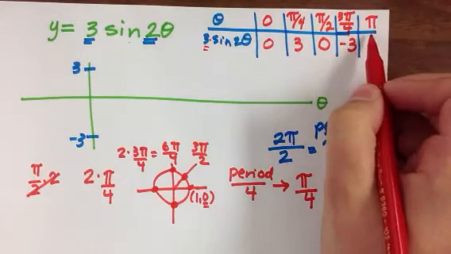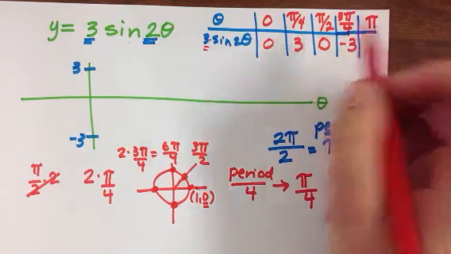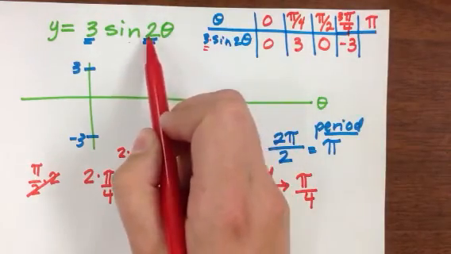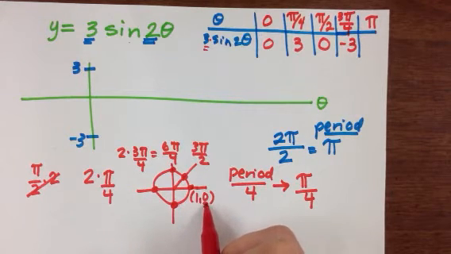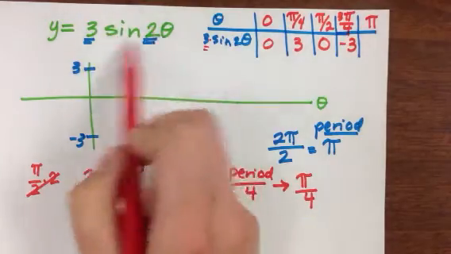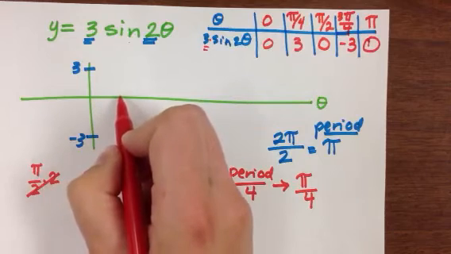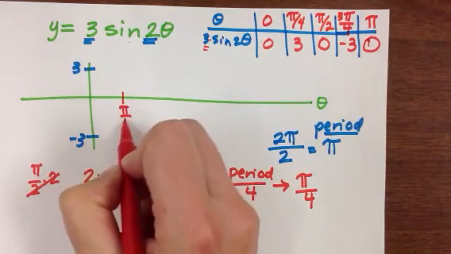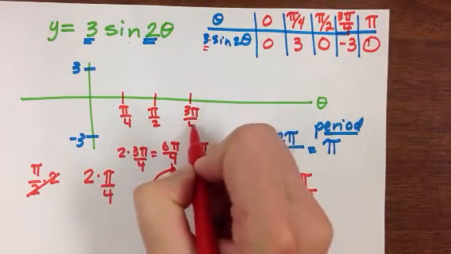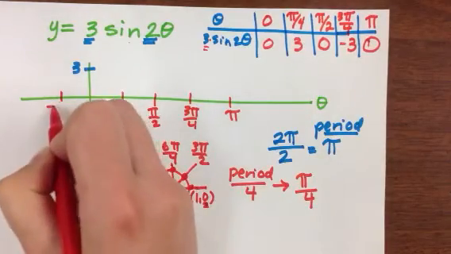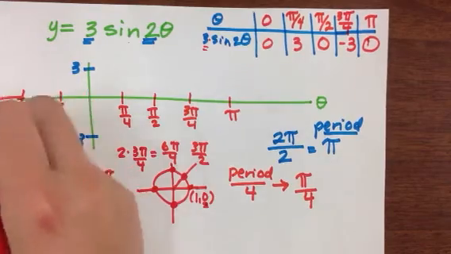And now this should bring me back to where I started at 0, but let's double check just to be sure. So at pi, I take 2 times pi. 2 times pi is right here on my unit circle, and the sine value is 0. And if all that gives me 0, 0 times 3 is 0. So we'll make my graph 0, pi over 4, pi over 2, 3 pi over 4, and pi, and we can even go the opposite direction, negative pi over 4, negative pi over 2, and so on.